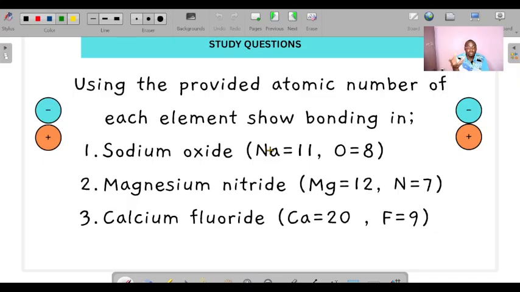So there are some questions you can attempt in your free time. With the information you have learned, you can look at how you can show magnesium nitride.